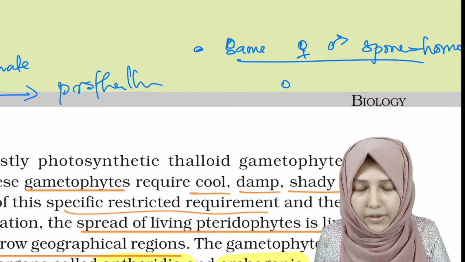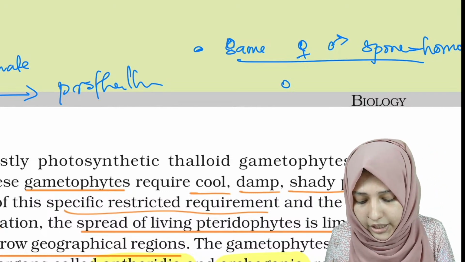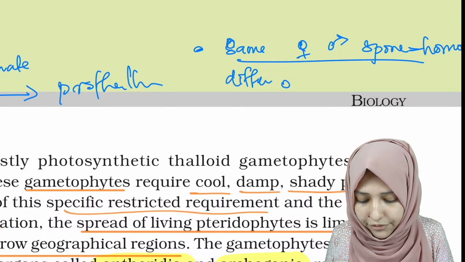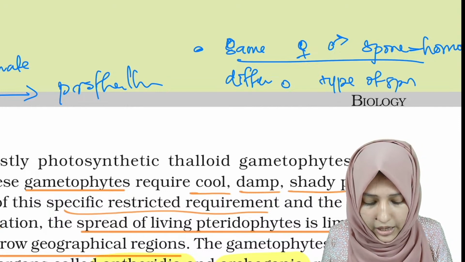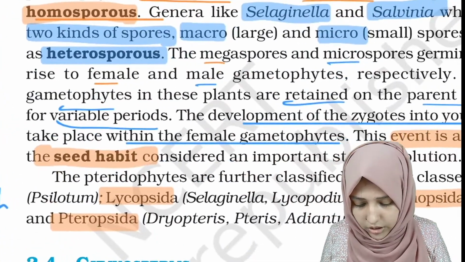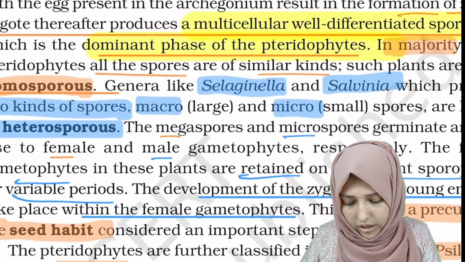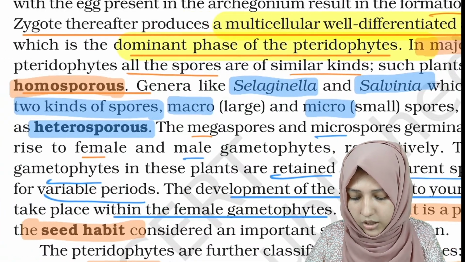And there will be pteridophytes which are having different types of spores. They are known as heterosporous. Okay, they are known as heterosporous. Just see here, in pteridophytes all the spores are similar kinds. Such plants are known as homosporous.